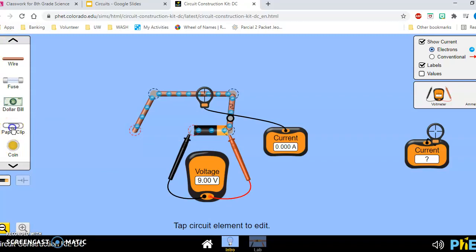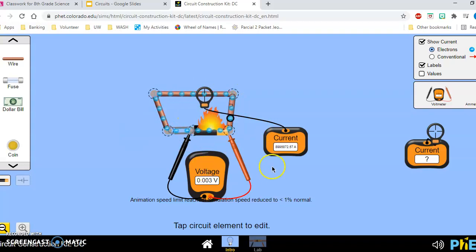Let's do one more. A paperclip would be fun. We see that our paperclip conducts electricity really, really well. Look how fast our current is going through. Our current's really, really big because we put a paperclip in there rather than a light bulb.